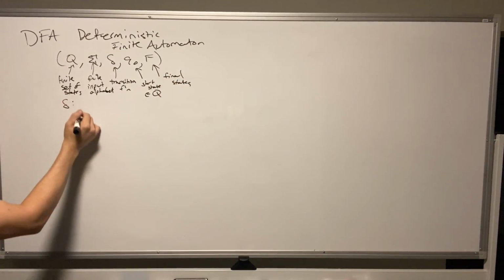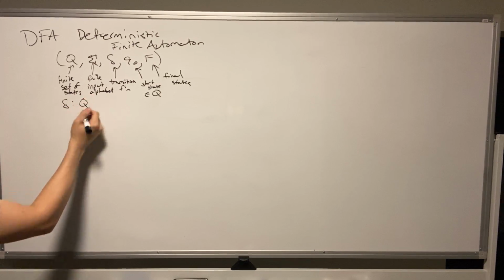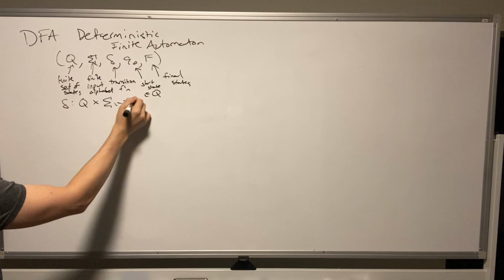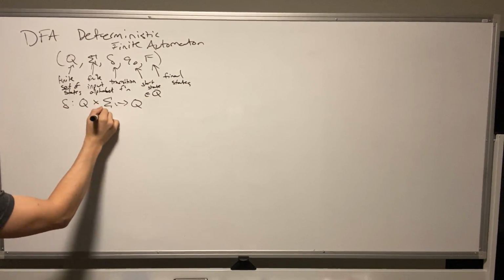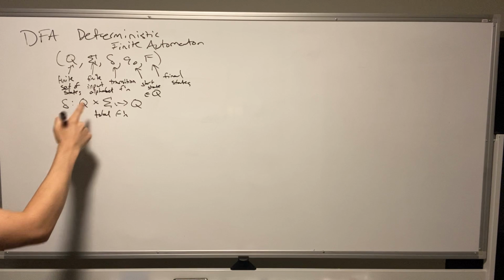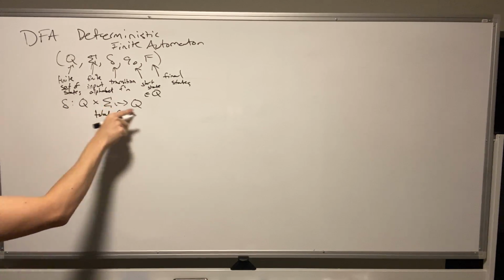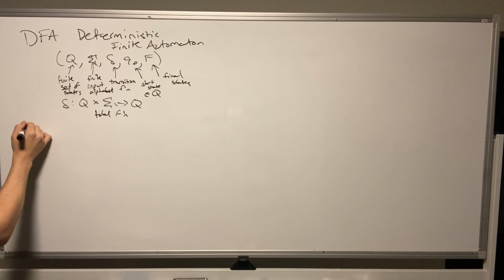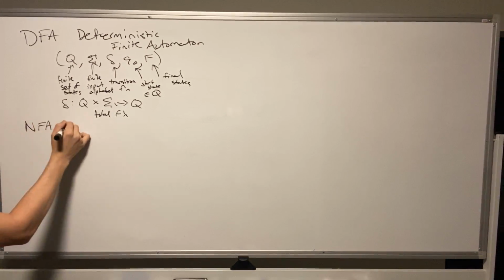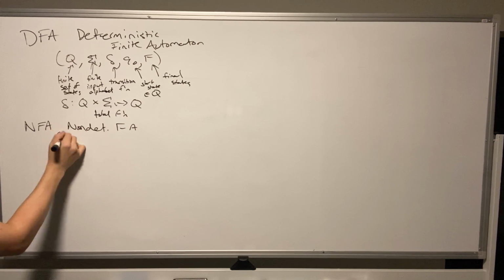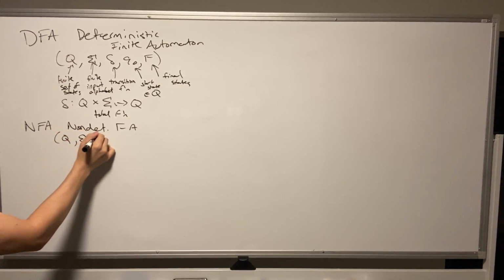The transition function takes 2 inputs, so something from Q and something from the input alphabet, and outputs a state in Q. And this is a total function, which means that for any input state and any input character, we always have a defined output state. So it's a total function. It's not necessarily bijective.